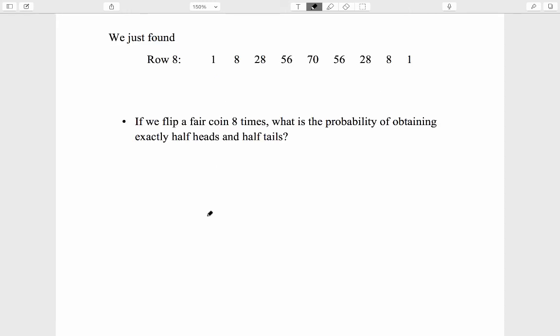If we flip a fair coin 8 times, what is the probability of obtaining exactly half heads and half tails? To practice our notation, the probability we're looking for here can be written as 8 choose 4 divided by 2 to the 8th. 2 to the 8th because there are 2 to the 8th different possible outcomes for the experiment, and 8 choose 4 because this is counting how many: there are 8 stages to the experiment, and we're interested in 4 of them being heads, and the other 4 being tails.